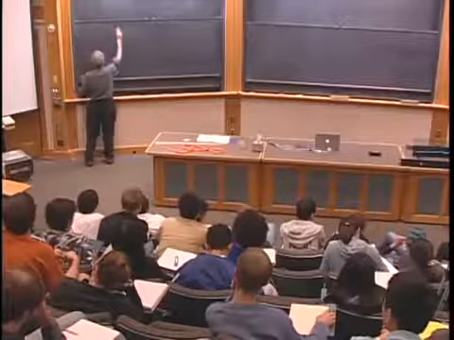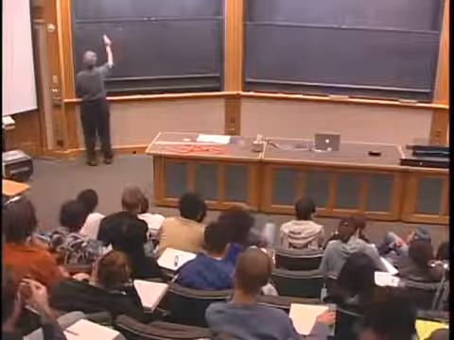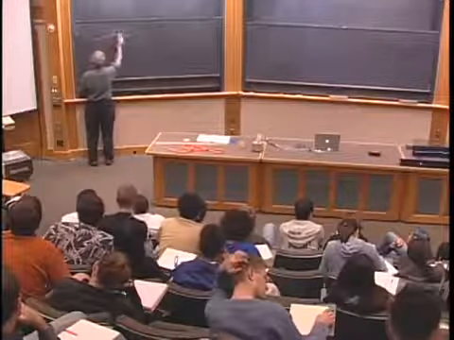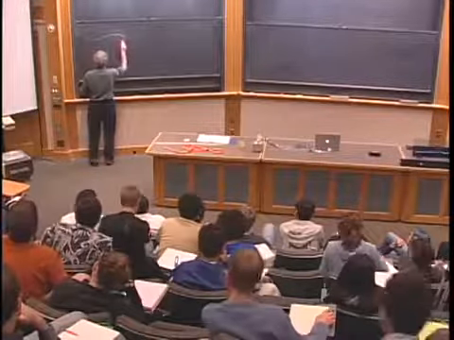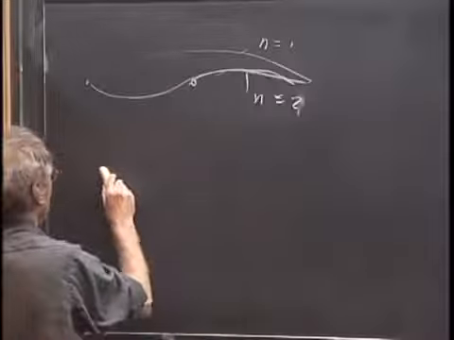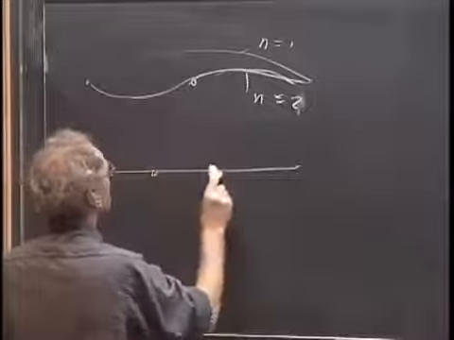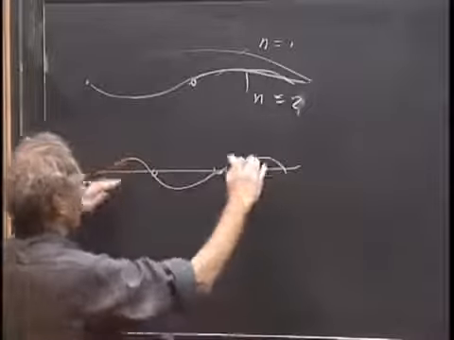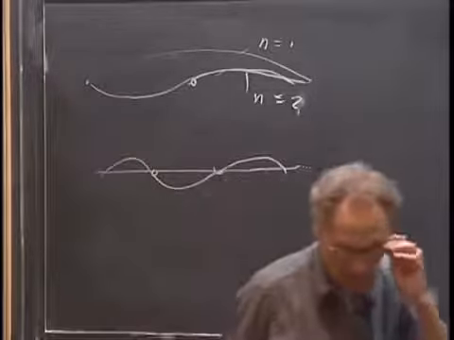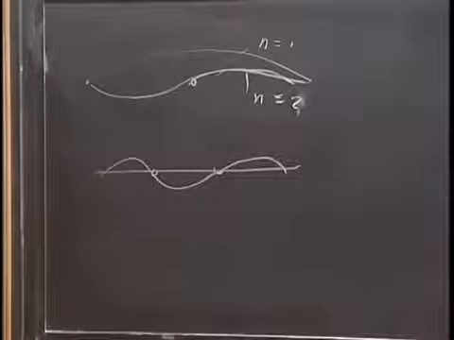So this is n equals 1. And then it's going to oscillate like this for n equals 2. And n equals 3. Going up like this, and this goes like this. So that should not come as a surprise. I will not pursue that today. We'll get back to that later.